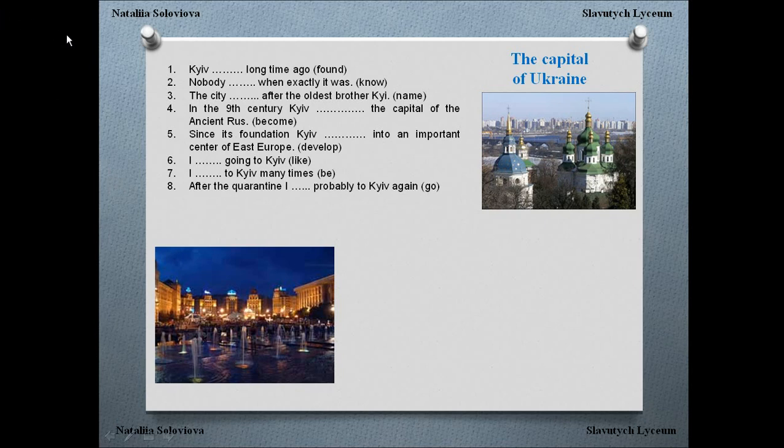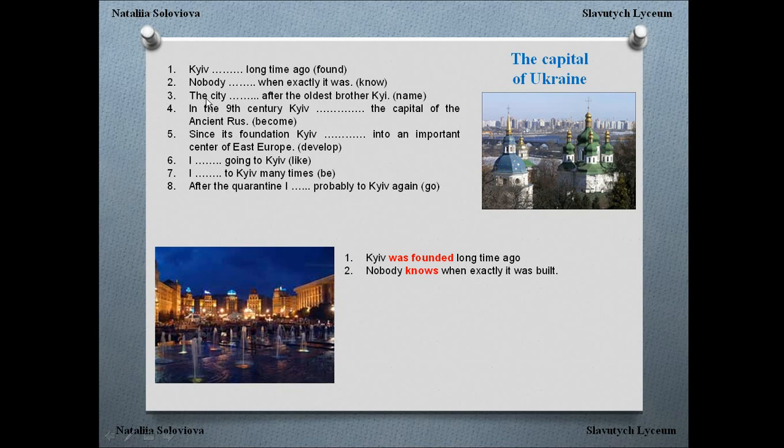Don't forget about grammar because we need to revise it. So let's put the verbs into correct grammar form. Kiev, long time ago. There are active and passive voices. Both of them can be used. I think we should use passive form here. Kiev was founded long time ago. That's right. Nobody knows when exactly it was built.